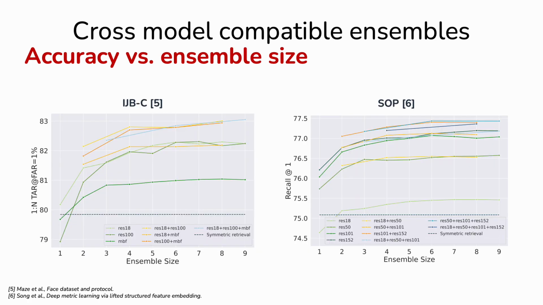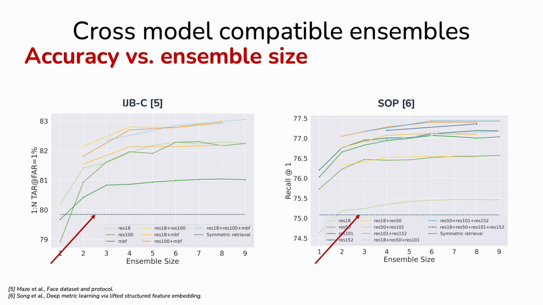These plots show the gains in accuracy as a function of ensemble size. The left plot describes experiments conducted on face recognition and evaluated on the IJBC dataset. The right plot describes experiments conducted on object retrieval using the Stanford Online Product dataset. In all the experiments, the architecture of the gallery model is ResNet 18, which achieves the standalone accuracy shown on the dashed line.